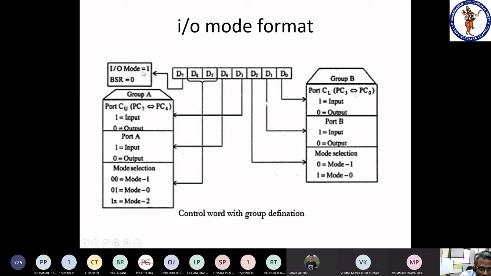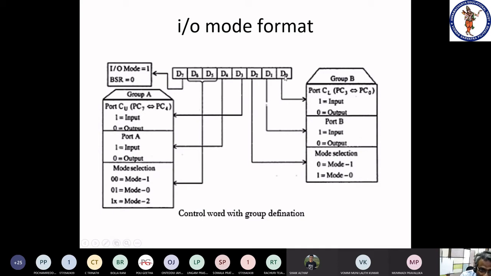So D7 should be 1. D6 and D5 should be 0, 0 because it operates in mode 0 operation. D4, port A, acts as an output port, so this should be 0. D3 we are not using, so you can make it either 0 or don't care, whatever you require. D2, D1, D0 we are not using. So you can make them either zeros or ones, whatever the bits you are not using.